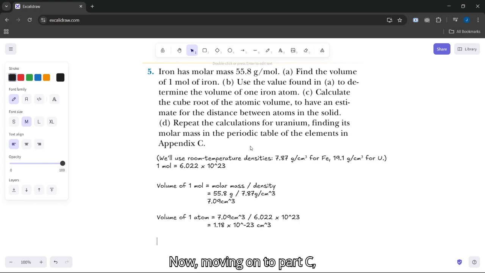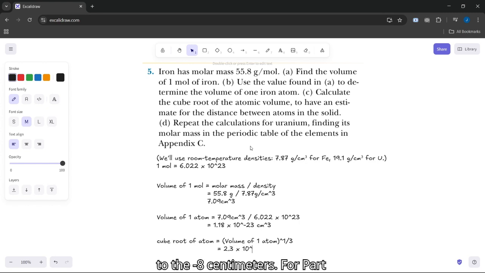Cool. Now, moving on to part C, we're trying to estimate the distance between atoms in the solid. So we know the volume of each atom in cubic centimeters, which means that given each atom occupies a tiny cube of space, the edge length of that cube is the cube root of the volume. So doing the calculations, you'll get approximately 2.3 times 10 to the negative 8 centimeters.